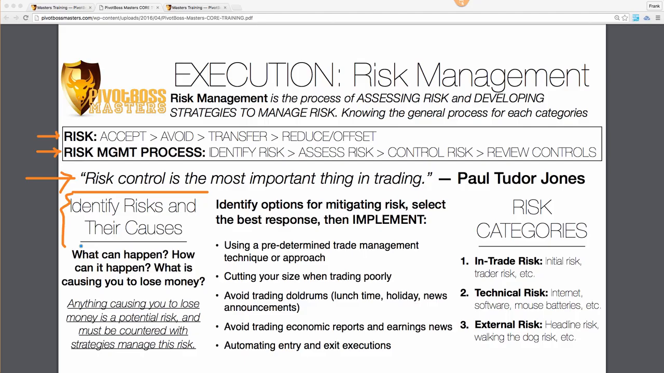How can it happen? What is causing you to lose money? I say that anything causing you to lose money is a potential risk. Whatever it may be is a potential risk. And if it's causing you to lose money and it's a potential risk, then you must counter that thing with a strategy to manage that risk so that you stop the bleeding, right? That's the biggest thing when it comes to risk management. Identify the risk and the causes, and after that, counter it with a strategy to offset or manage that risk.